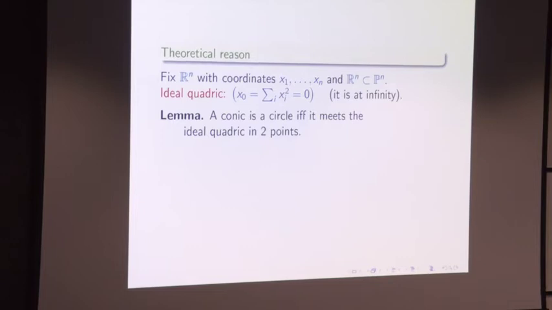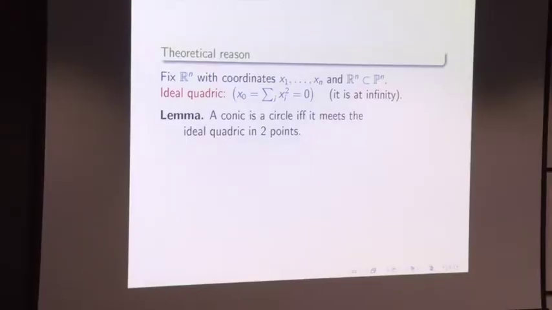Now, if I have R^n with coordinates x1 through xn, I can embed it into projective n-space, and then there is an ideal quadric at infinity: the sum of the xi squared equals zero, which sits at infinity. And now it's a rather easy computation that a conic is a circle if and only if it meets the ideal quadric at 2 points. So the ideal quadric has codimension 2, which means the general conic does not meet it, but sometimes it meets it at 2 points.